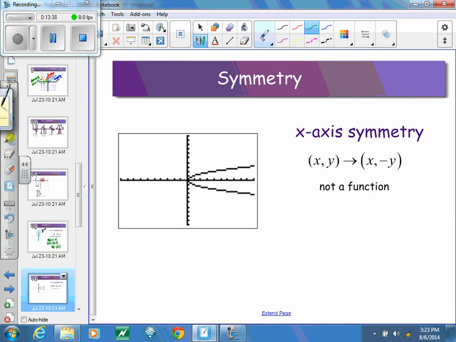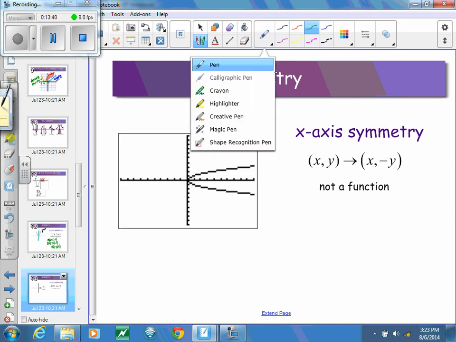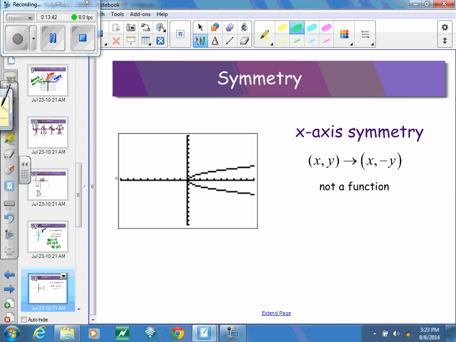If we have x-axis symmetry, which will come up every once in a while, the only thing with x-axis symmetry is you have to realize that's not a function, because it does not pass the vertical line test. So we will talk about taking functions like this and restricting the domain to make them a function, but from here, with your x-axis symmetry, this is saying that your x values stay the same, but your y coordinates are going to be the opposites of each other, and this is not going to be a function.